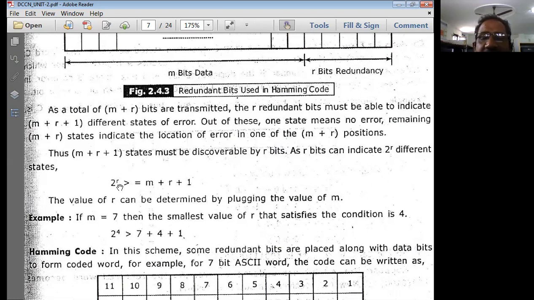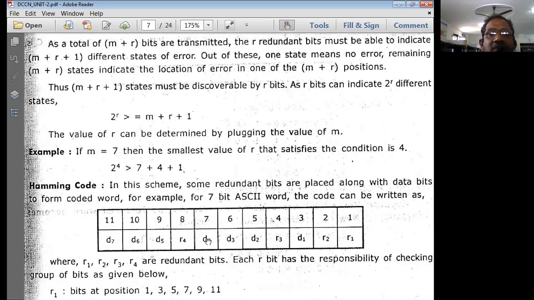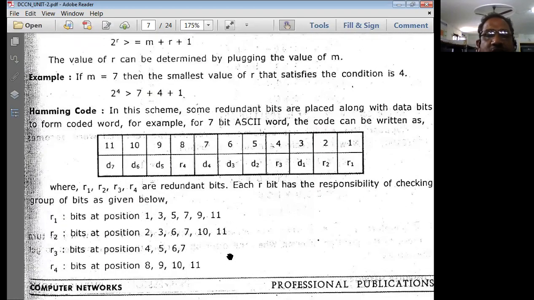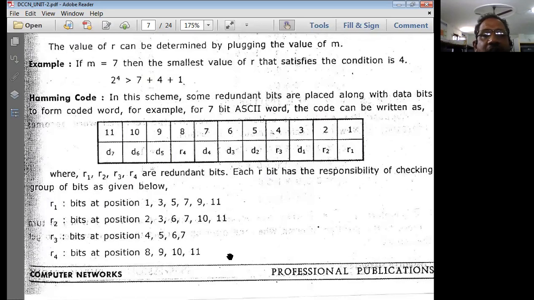If r is increased, what happens? 2 power 4 is equal to 16. Is 16 greater than or equal to, how much is it now? 7 plus 4 is 11, plus 1, 12. So 16 is greater than 12, and the condition is true. Since this condition is true, we can take the redundant bits as 4 for this error correction method. So let us go ahead by solving a problem in this error correction method.